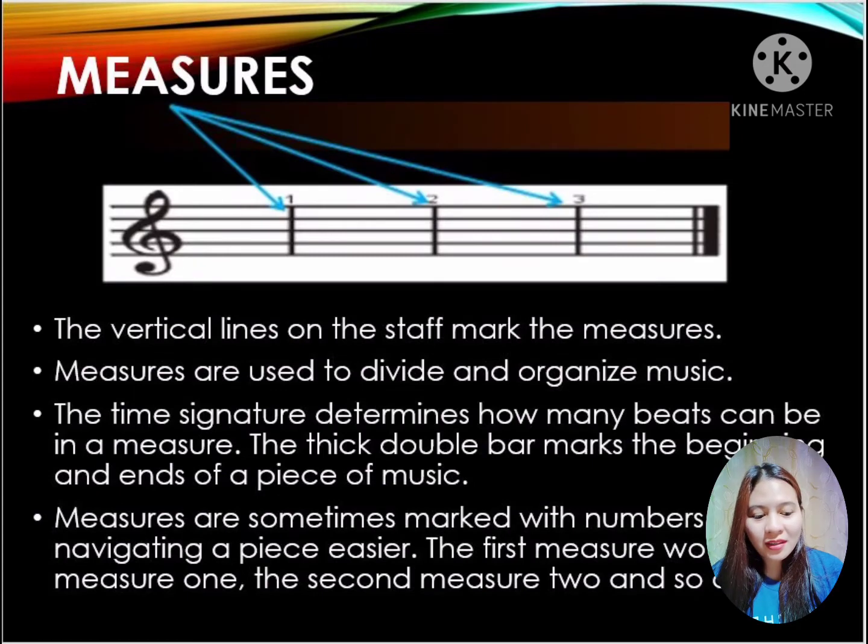Next are the measures. The vertical lines on the staff mark the measures. Measures are used to divide and organize music. The time signature determines how many beats can be in a measure. The thick double bar marks the beginning and end of a piece of music. Measures are sometimes marked with numbers to make navigating a piece easier. The first measure would be measure 1, the second measure 2, and so on.